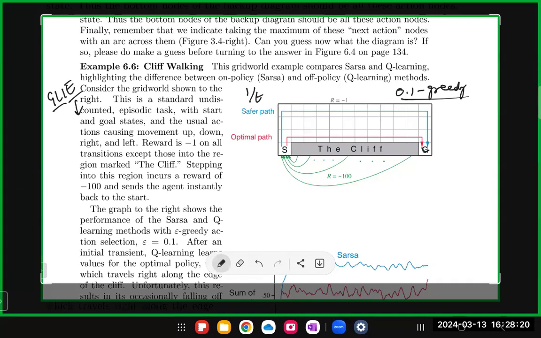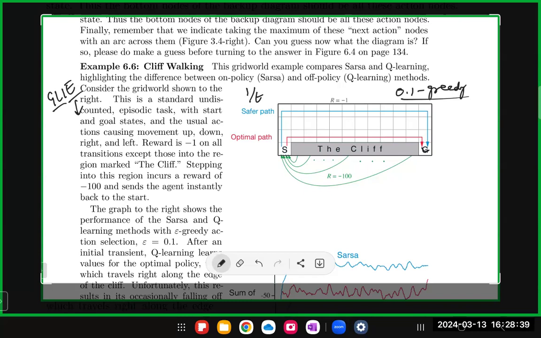I see a lot of blank faces. Are you understanding or not? Right? So it will not converge to the optimal policy. That is clear. But what will it converge to?